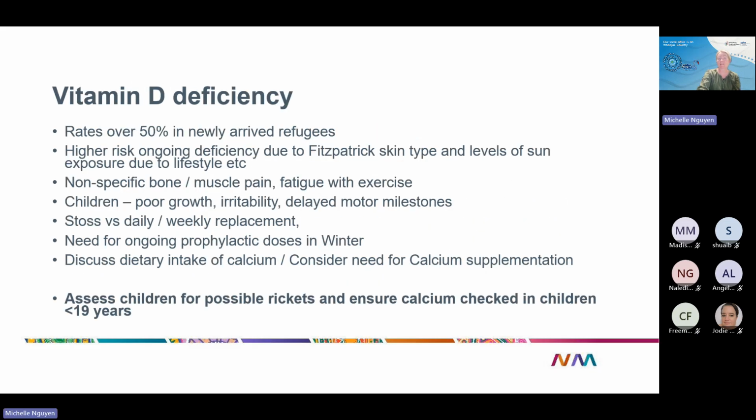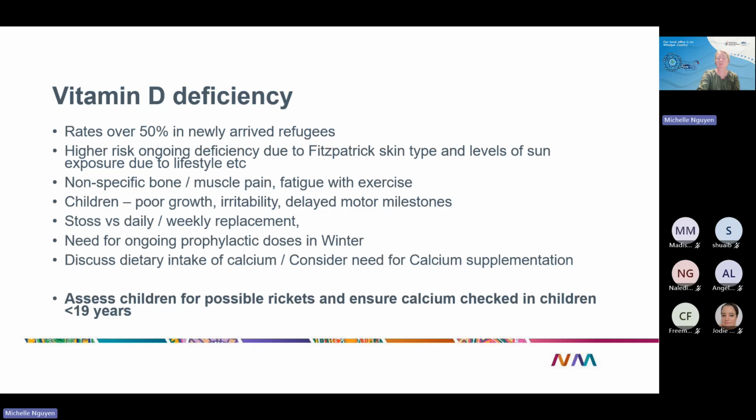Vitamin D deficiency, this is the commonest thing that we see, rates of over 50%. I know this is very commonly seen in primary care. We're all used to treating it. Higher risk of ongoing deficiency, often due to their skin type and levels of exposure due to lifestyle, etc.